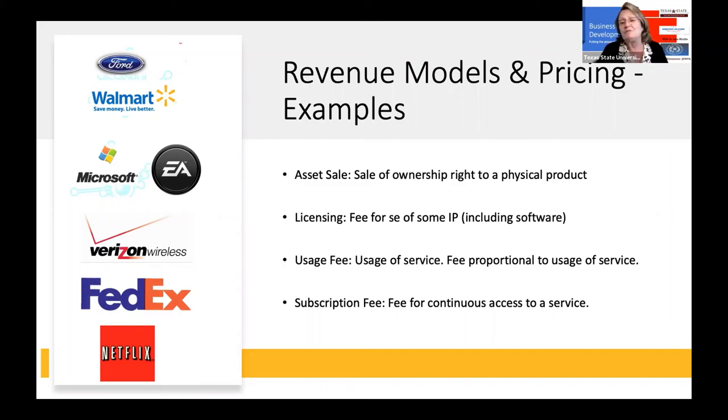And then there's a usage fee, which we're probably used to. How much have we used? Like with Verizon Wireless, how many phones do we have on there? How much data did we use? Things of that sort. And then there are subscription fees that you're probably familiar with, like Netflix, Amazon, FedEx: how much are we using it, how much weight, how often. So there are different revenue models and examples that we can use.